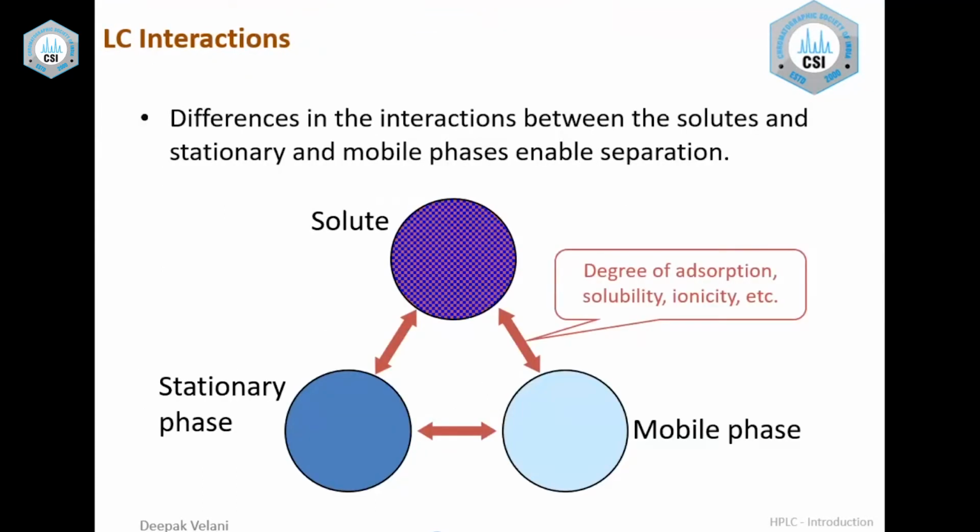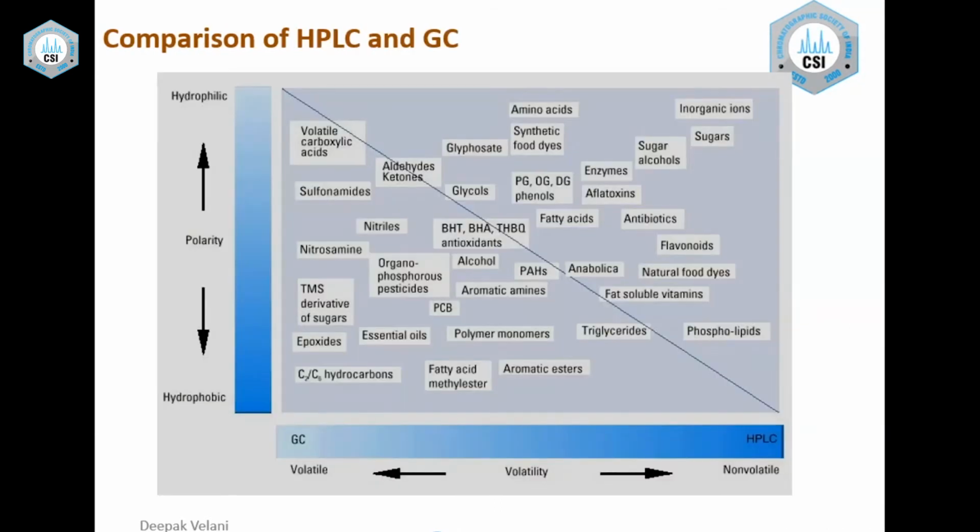This has been discussed very clearly by Dr. Datar, but I'll say there are three components: stationary phase, mobile phase, and solute or the sample. Based on the interaction, the separation happens. The major difference between GC and HPLC is basically volatility and non-volatility, or polarity and non-polarity. It has been defined in more detail in the next slide.